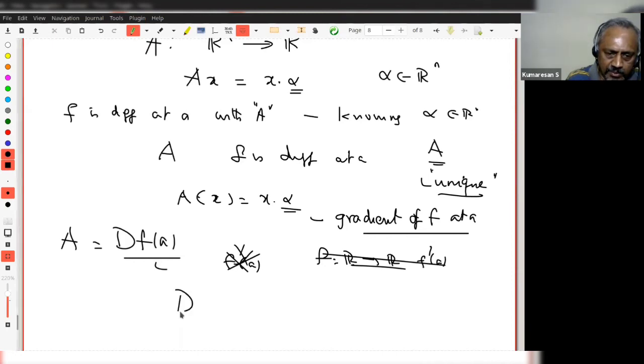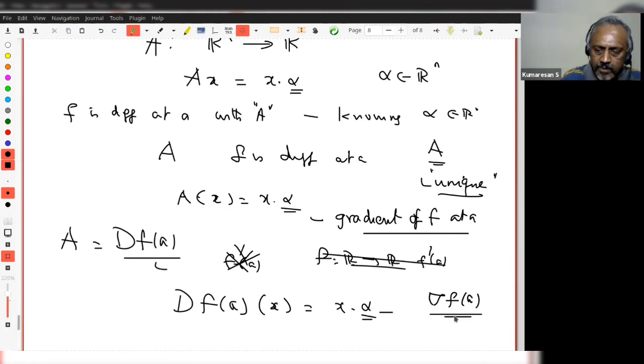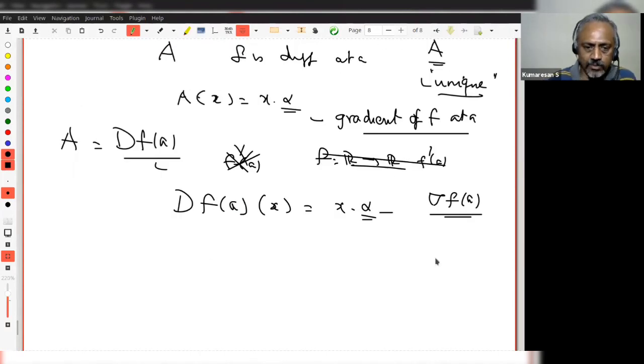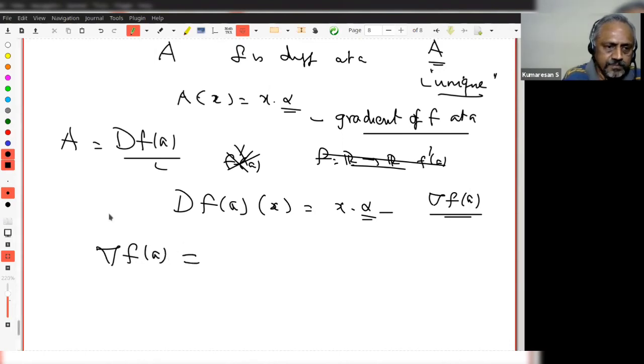Therefore, what we know is that the derivative of f at A acting on any vector x is x dot alpha. This vector alpha is called the gradient of f at A. So notice that I do not define the gradient of f unless f is differentiable. That's the first point you should know, because I am going to derive an explicit expression for the gradient. This is a vector, right? So what we want to know is, do I know how to identify this? This is the question I want to answer. But that is very easy.